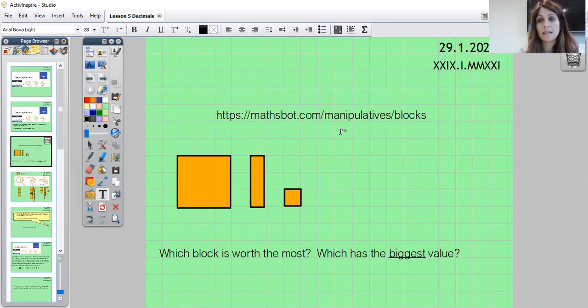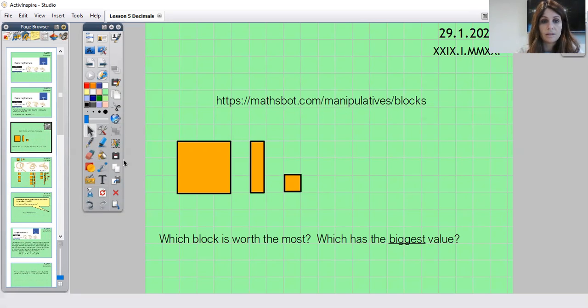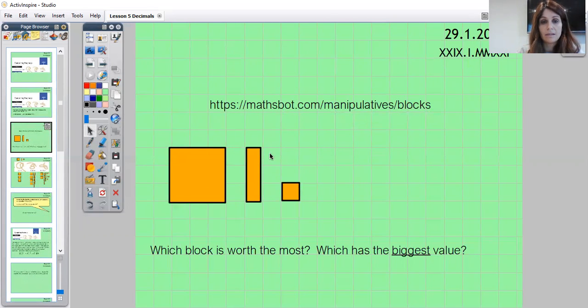You won't be able to access this, but I will put this onto our Tapestry again. So this is the website that you used yesterday, where you were thinking about moving Dienes around. So it gives you the opportunity to click on those Dienes and use them just to help you. So I'll save that website again onto Tapestry in case you want to use it today again. But all I've done today, rather than using the blocks, is this is our 10th, this is our 100th, and this is our 1000th.